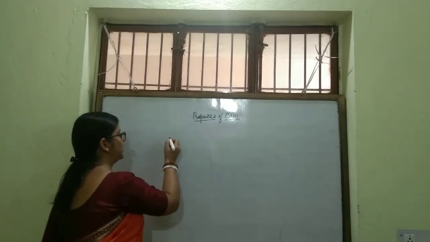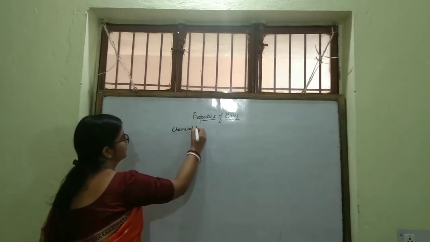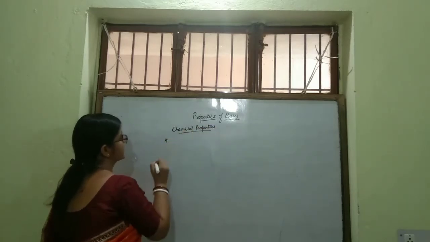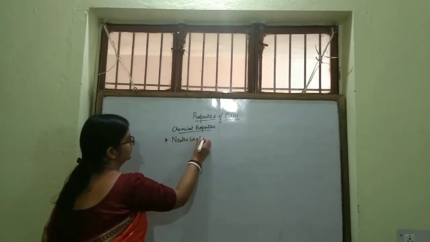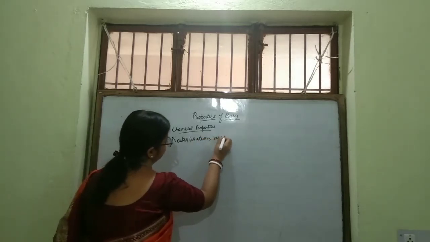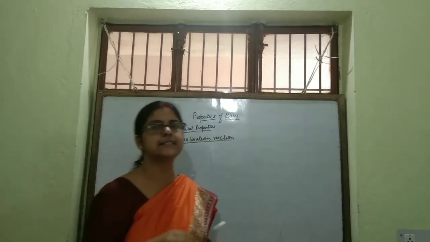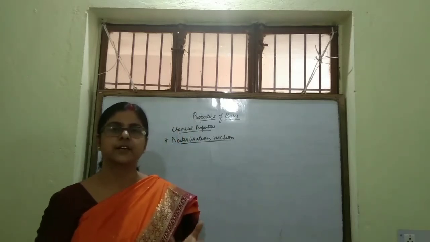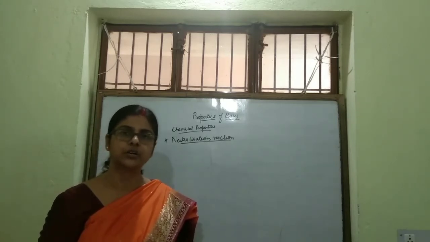Now, I will discuss some of the chemical properties of bases. First one we can discuss is the neutralization reaction. Yes, this is a very important point. Whenever an acid reacts with a base, it forms salt and water. This reaction is known as neutralization reaction. The reaction of acid with base to give salt and water is known as neutralization reaction.